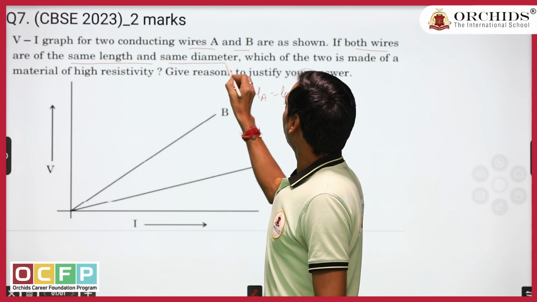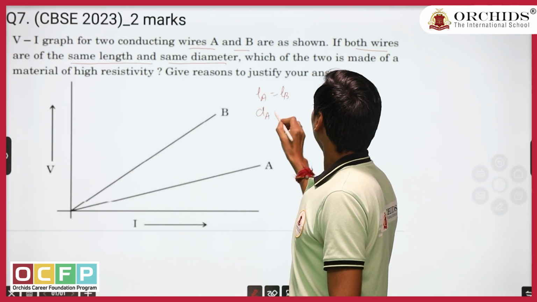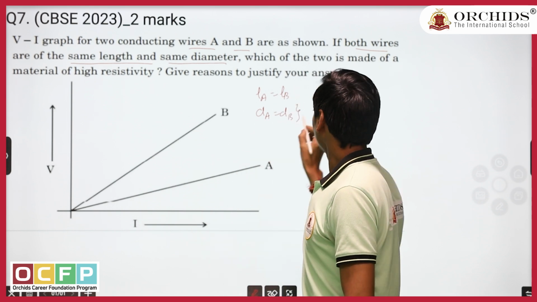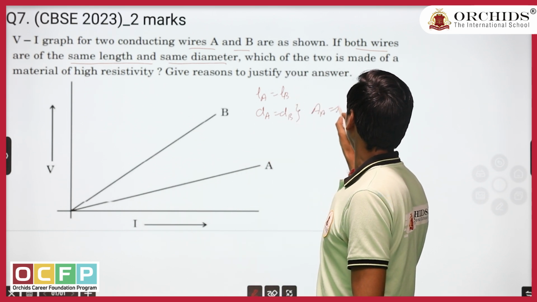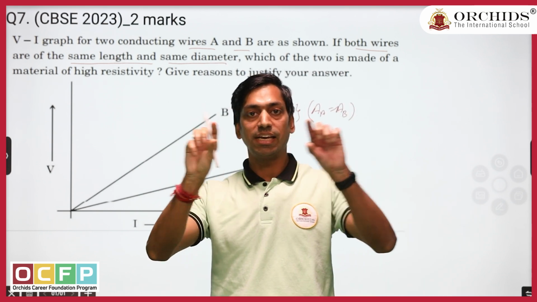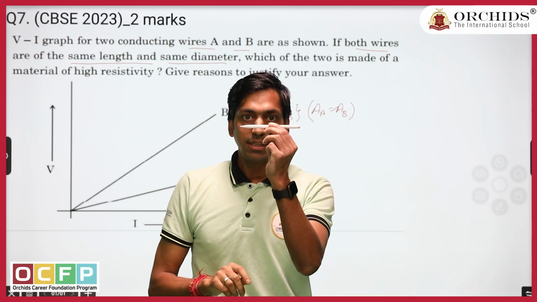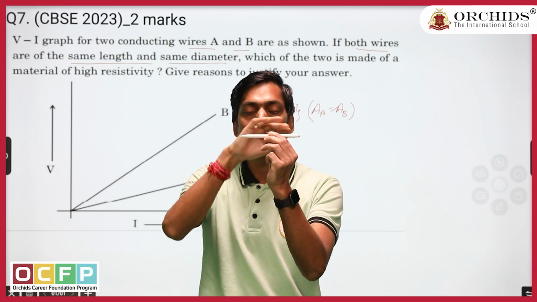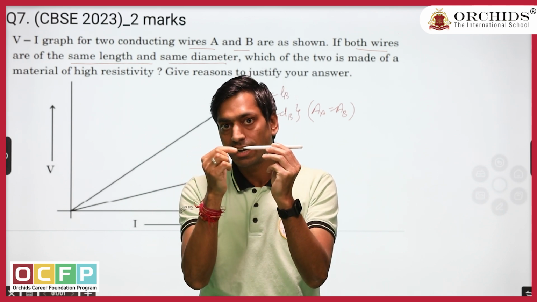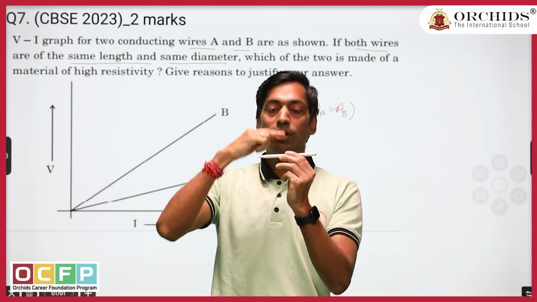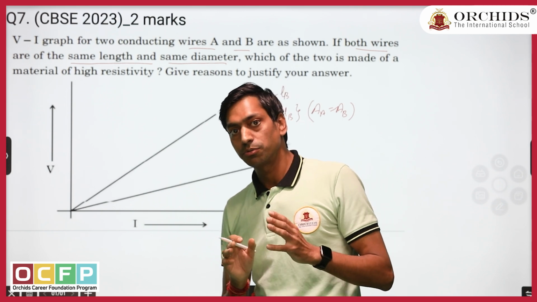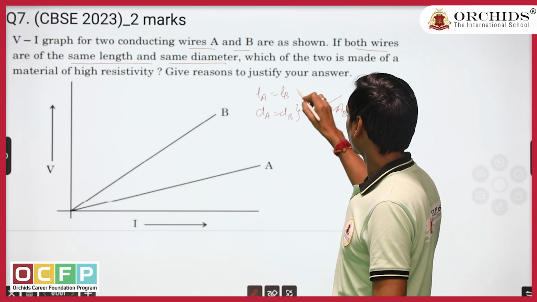Next, same diameter also. DA equal to DB, and if the diameter is the same, can I say the cross-sectional area of A is equal to the cross-sectional area of B also? Here we mean the cross-sectional area. If this is the wire, then we are talking about this area, not the complete area. We take care of only the cross-sectional area from where the current is entering, from where the electrons are entering. We are not taking care of the surface area. That's why we consider pi r square or pi by 4 d square in this case. So the diameters are also equal.